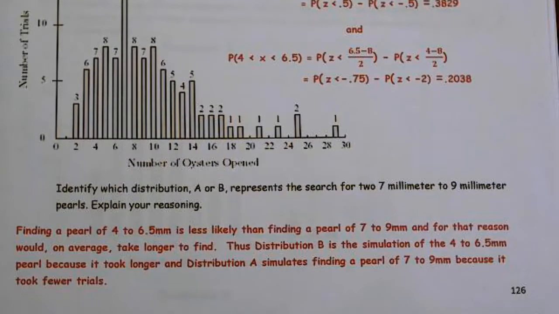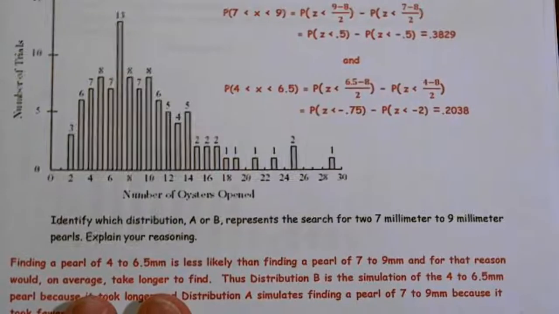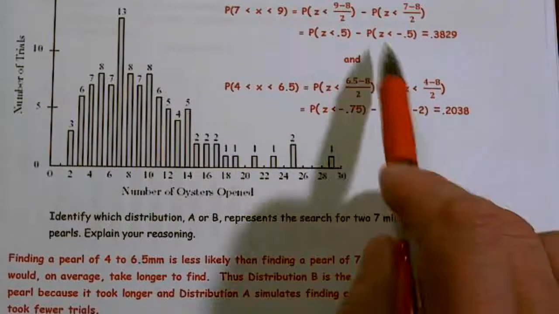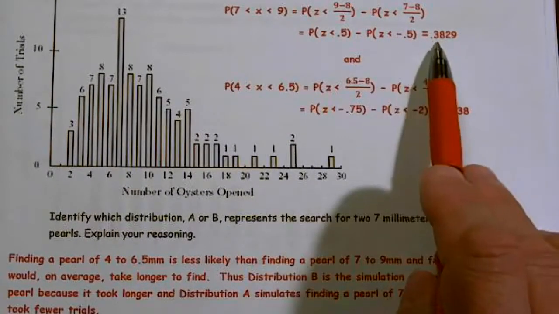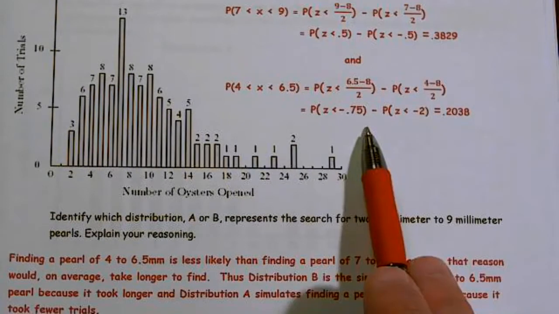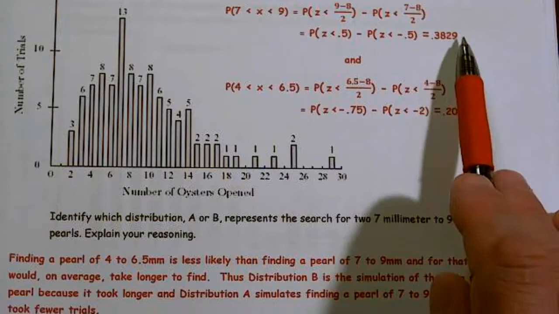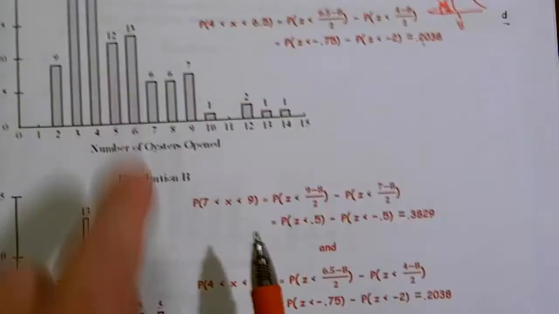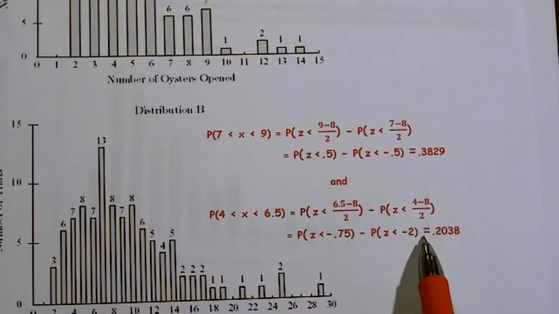That would be an adequate and complete response. And I hope you could follow that. Basically, all I did was run 2 normal CDFs, one for the 7 to 9, one for the 4 to 6.5. This one took less long, so it had to be distribution A. This one took longer, so it had to be distribution B.